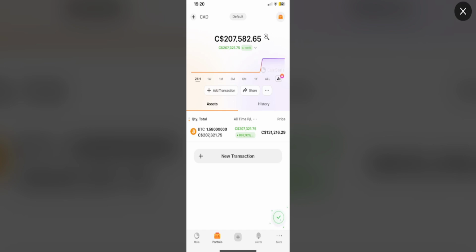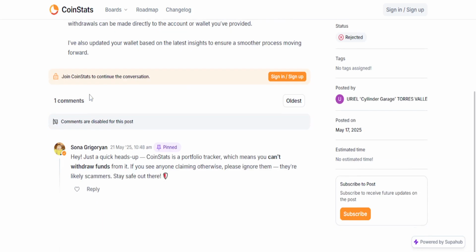You cannot actually withdraw this amount. This is basically just a portfolio tracker. That is what Coinstats is. Let me show you what they officially say. They are a portfolio tracker, which means that you cannot withdraw funds from it. So if you see anyone that is claiming otherwise, just ignore them because they are likely to be scammers.